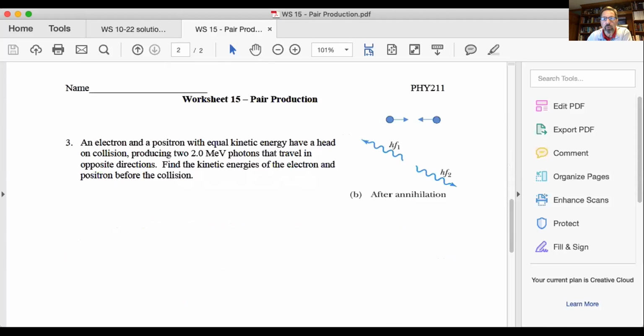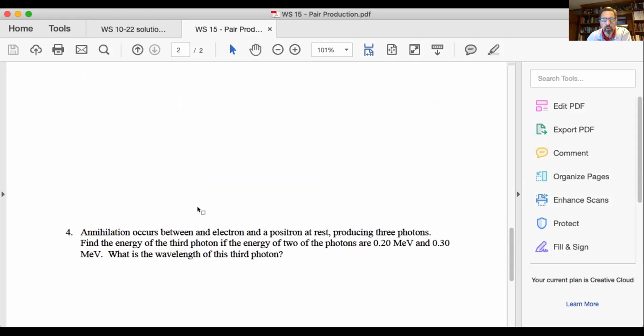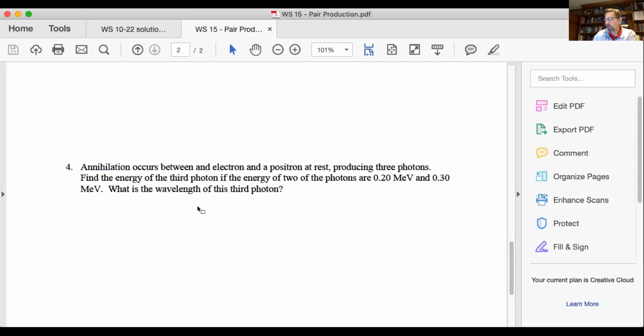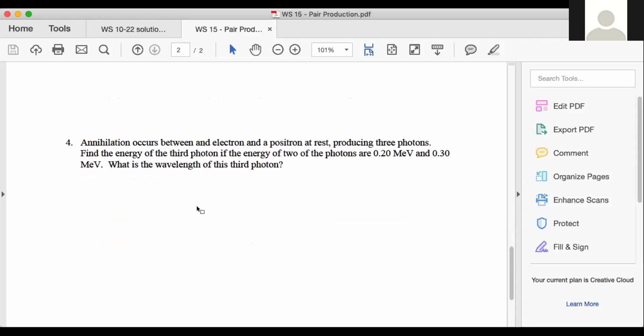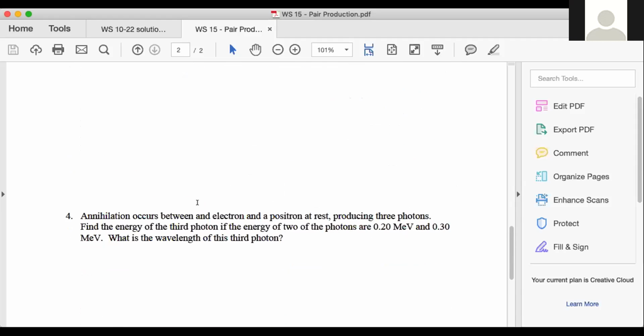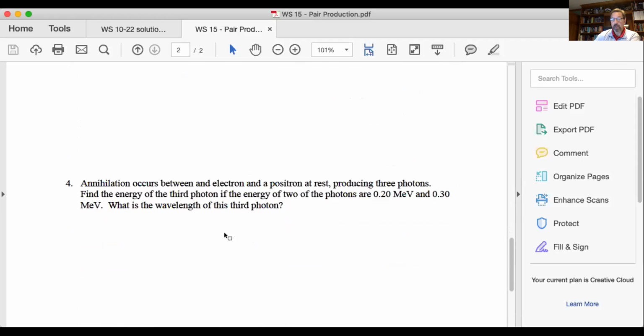Where are my breakout rooms? There they are. Is there no fourth question? We don't have to do the last one? Do I have a fourth one? Oh, yeah. Whoops. There's another annihilation question. Yeah, this one, the positron and electron are at rest. They get 3 photons out of this one. So let's go to 4 groups then, and just a slightly different grouping.